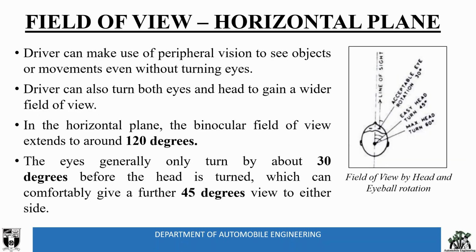Moving on to field of view in the horizontal plane. Drivers can make use of peripheral vision to see objects or movements even without turning their eyes. In the horizontal plane, the binocular field of view extends to around 120 degrees, and drivers will also comfortably get a further 45 degrees of view on either side.